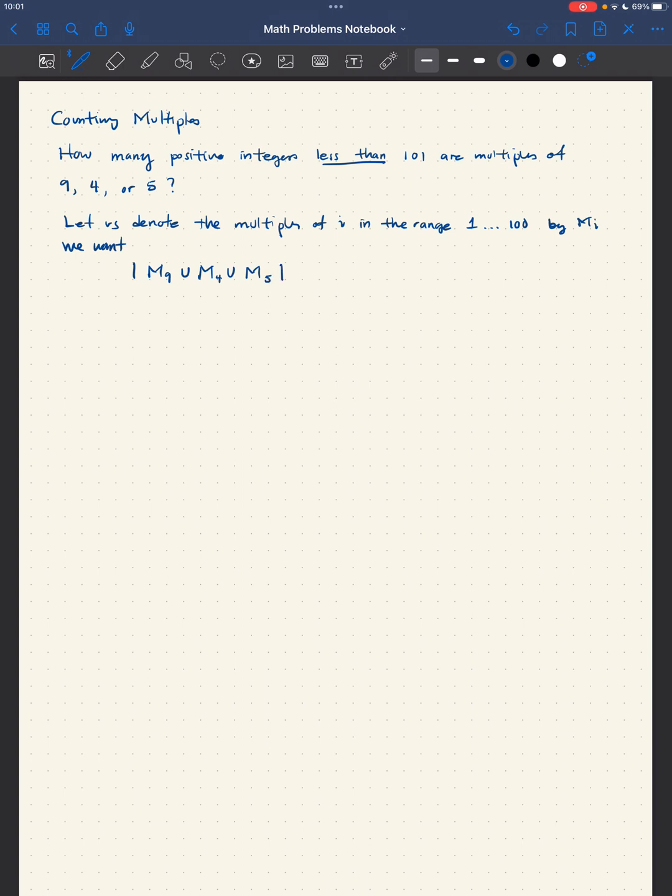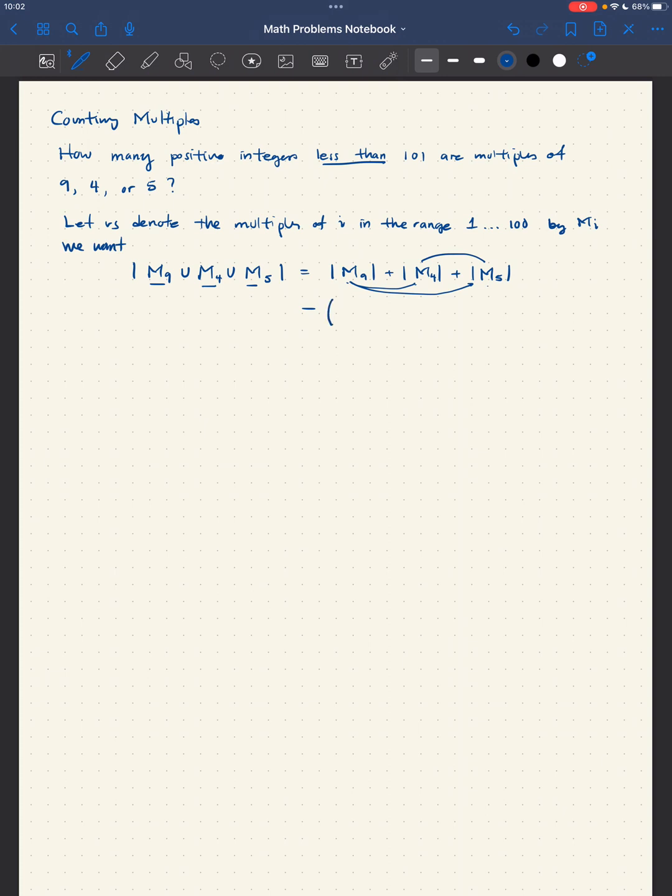Well, by the principle of inclusion-exclusion, I separate them into individuals: the cardinality of M9 plus the cardinality of M4 plus the cardinality of M5. And I would finish with this count if these had nothing in common, but they do. So I have to discount what is common among these.